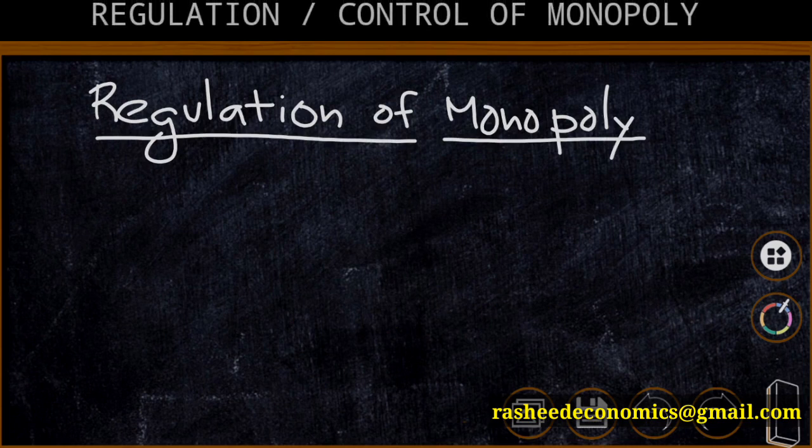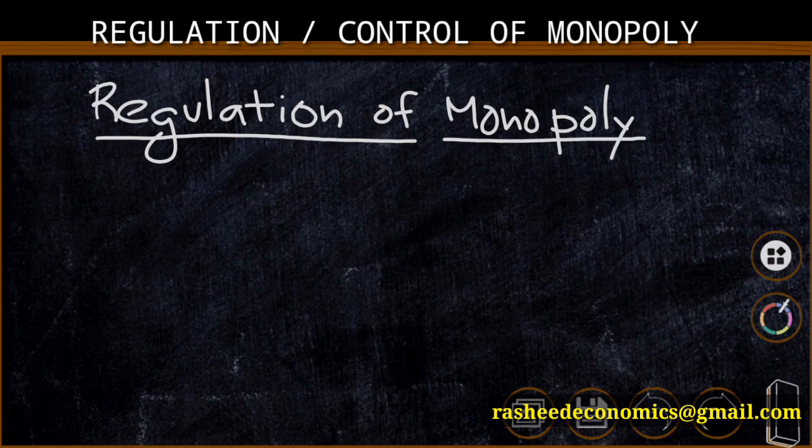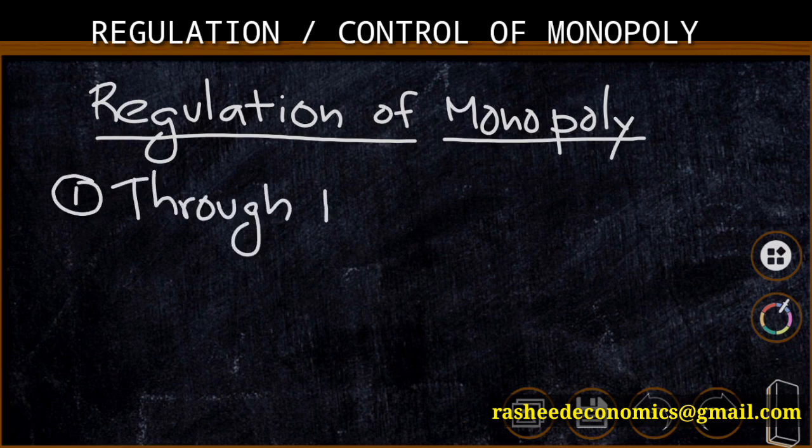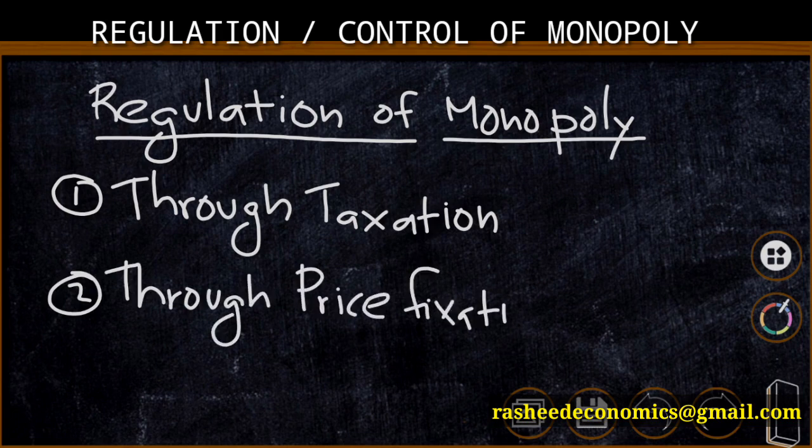As we explained earlier, monopolies can be regulated through various methods. Here we are analyzing the major two types of method to regulate monopoly. The first is the regulation of monopoly through taxation, that is, government intervention through taxation. And the second is the control of monopoly through price fixation. The monopoly is controlled through the fixation of the price by the government.